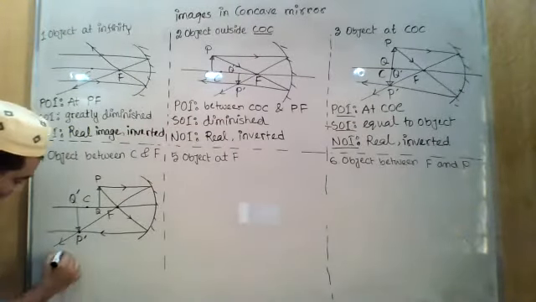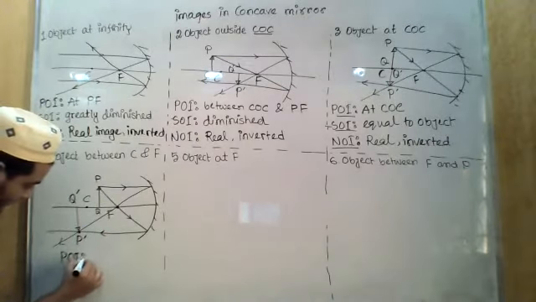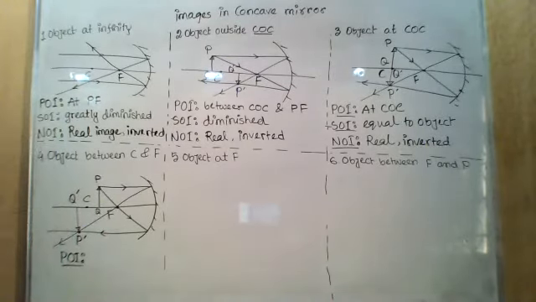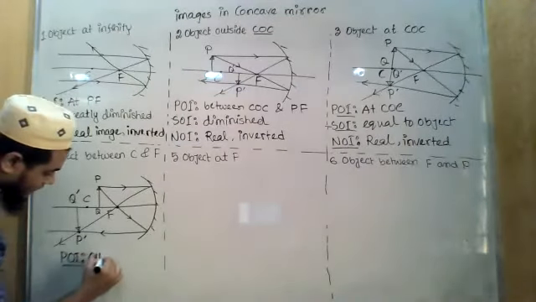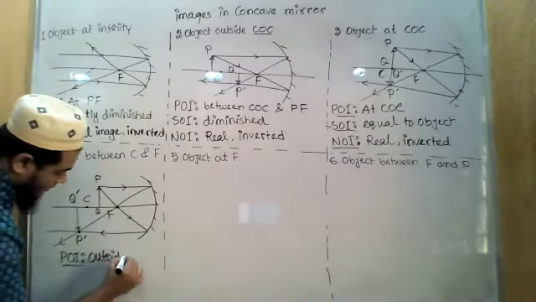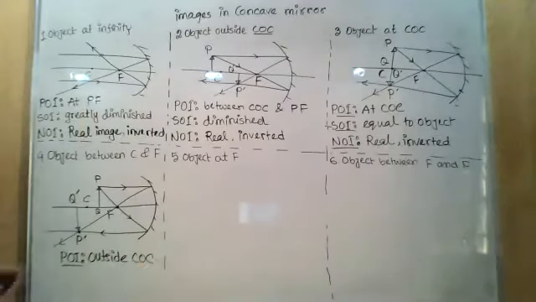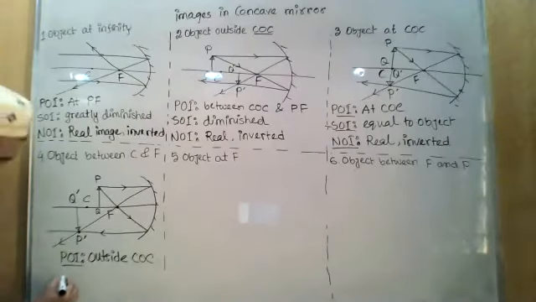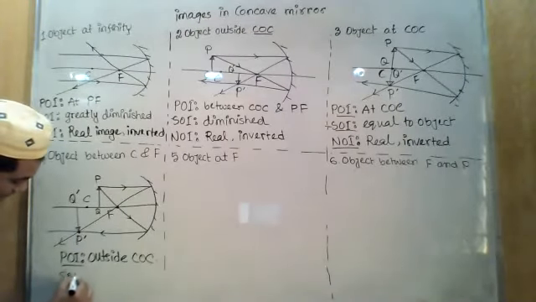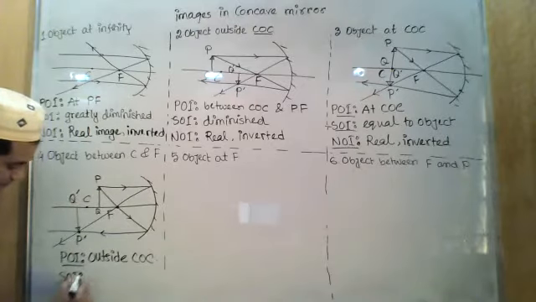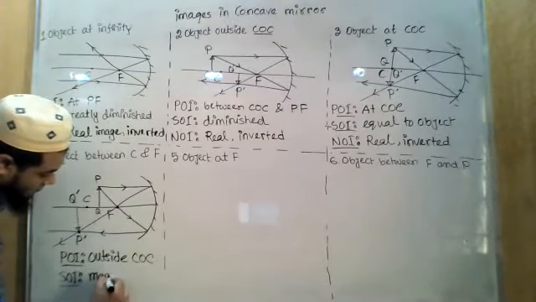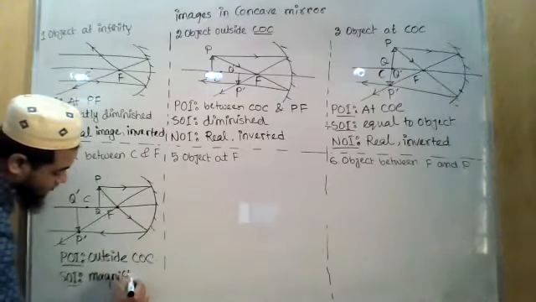Okay, so now we are going to write the position of the image. Can anybody tell me what is the position of the image? Sir, outside of center of curvature. Very good, excellent. Outside center of curvature. You can see that just outside the center of curvature it has been created. Then what is the size of the image? Magnified, right? It will be magnified compared to the object.